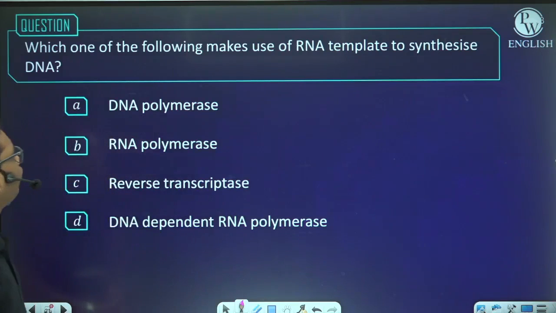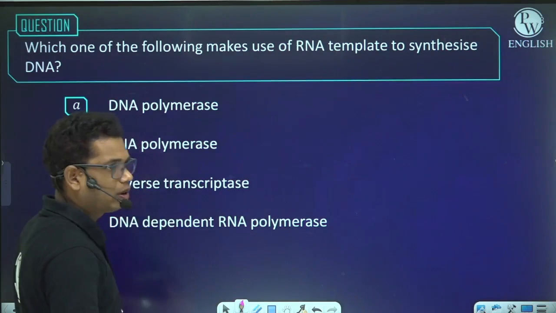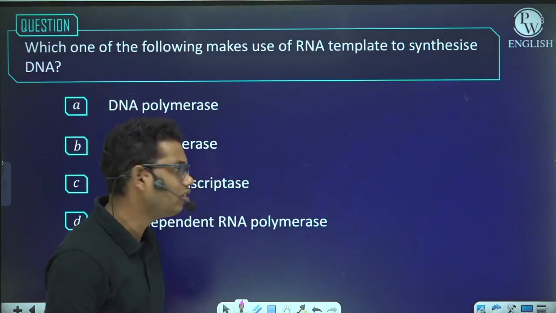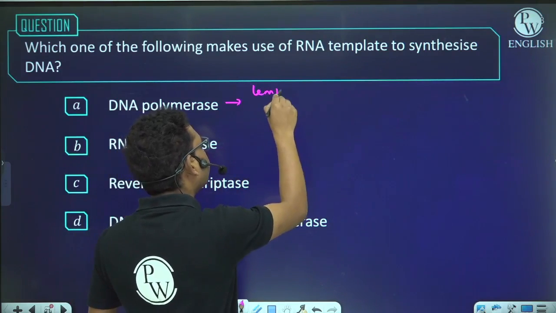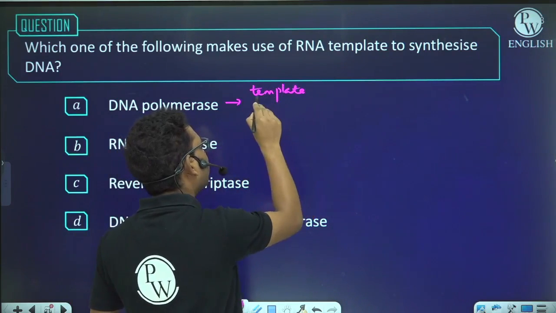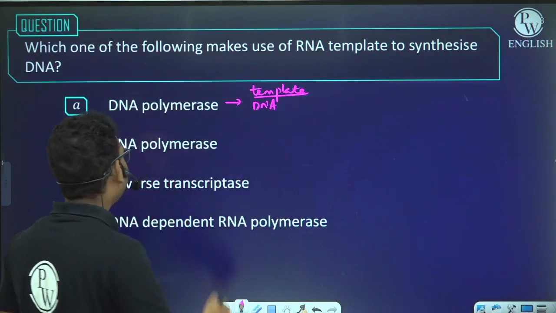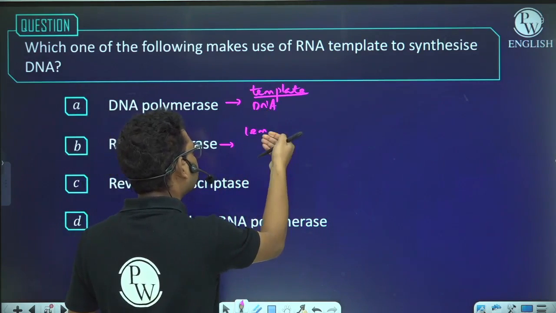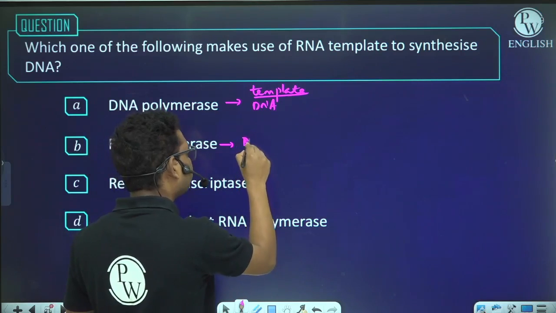Next, which one of the following makes use of an RNA template to synthesize DNA? Okay, so we have DNA polymerase. DNA polymerase is basically DNA dependent DNA polymerase. So the template used by the DNA polymerase is DNA. RNA polymerase, again, the template used by the RNA polymerase is, sorry, DNA. It is DNA.